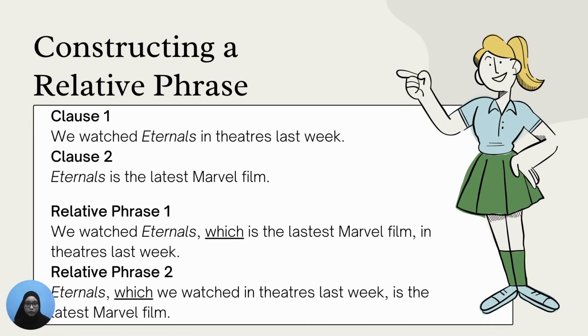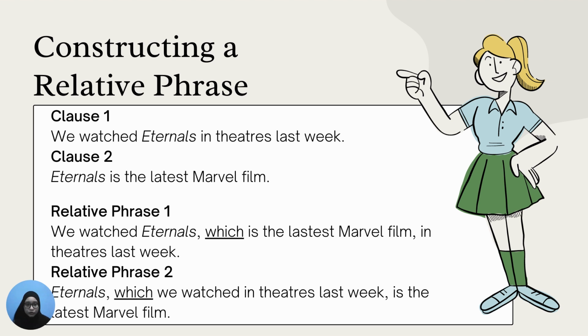Here is an example of constructing a relative phrase. We have two clauses here, as well as two relative phrases. Relative phrase 1 is an example if you chose clause 1 as your main clause, and relative phrase 2 is an example if you chose clause 2 as your main clause. So whichever way you choose, it all depends on context. The first clause, we watched Eternals in theaters last week. The second clause, Eternals is the latest Marvel film.